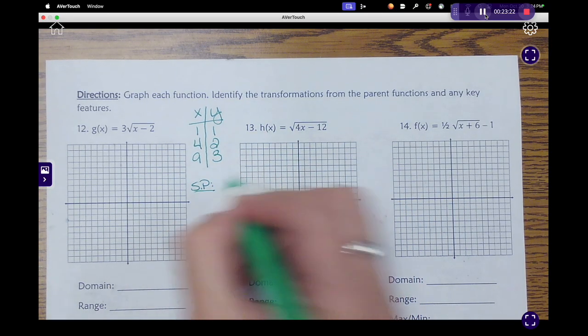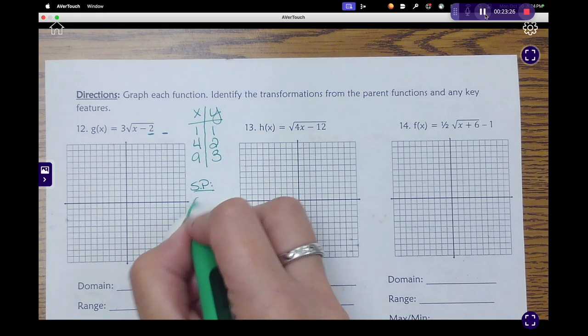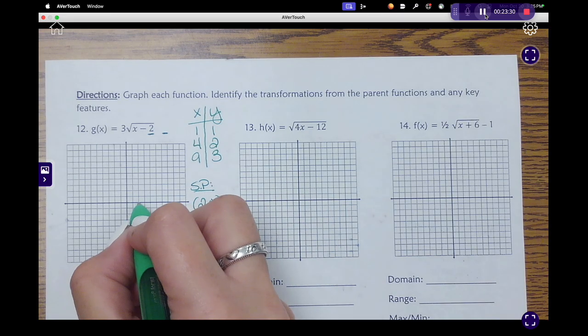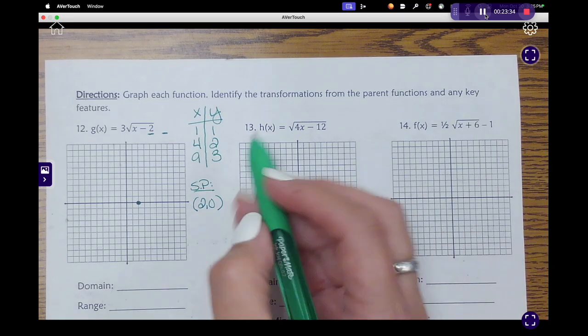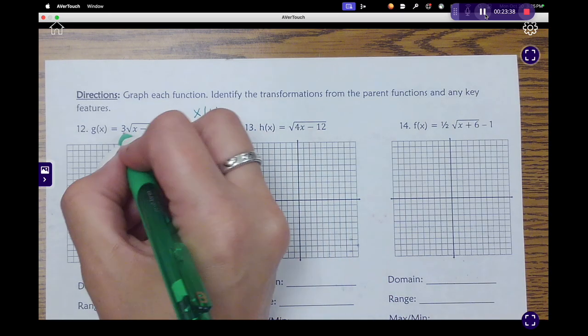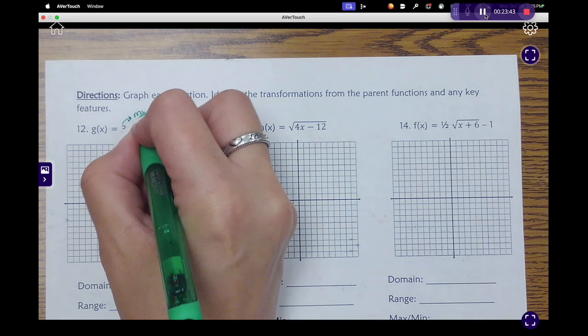So remember, it's in the same place as where the vertex would be. So here my starting point is going to be at 2, 0. So I am going to go ahead and graph, go over 2 and then up 0. So there's my starting point. And then remember, this is my direction table. So for this, because it has an a value, remember the a value, you multiply your y values by that.